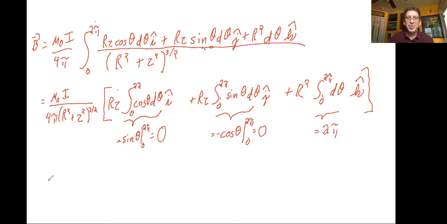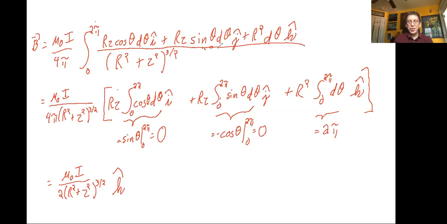So you plug those values in. So you get mu naught I over 2. So you have 2 pi over 4 pi. So that becomes 2 times the square root of capital R squared plus c squared to the 3/2 power. And that's in the k hat direction.